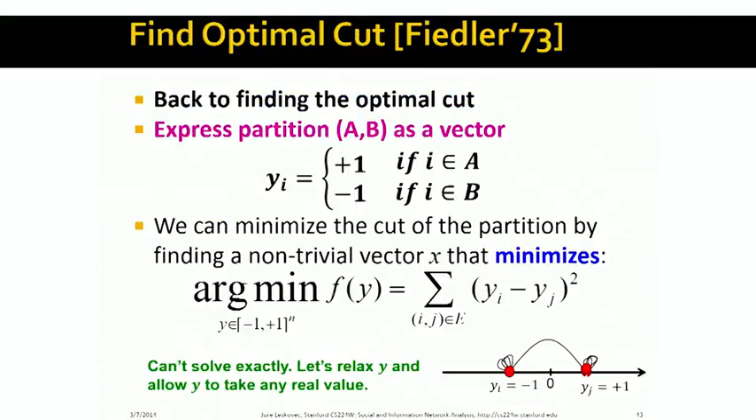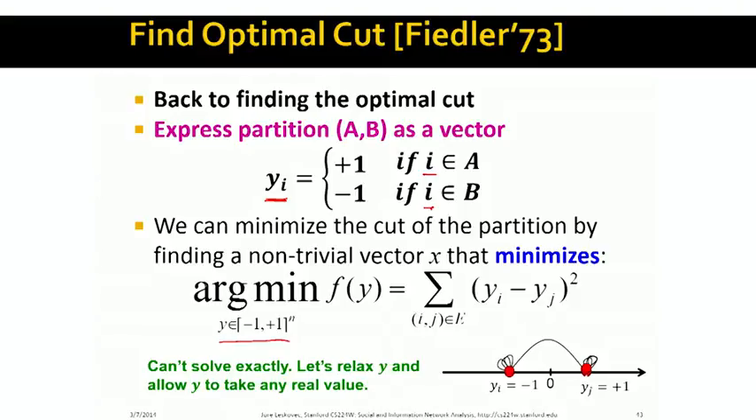So basically what we have learned is we can go back to our original optimization problem, and we can express how to find the optimal cut in the following way. Let's think of y_i to be a binary vector where +1 means that node i corresponds to the left side of the partition, and -1 means that node i corresponds to the right-hand side of the partition, right? We can think of a set A and a set B, and the idea is that we can minimize the cut of the partition by finding the non-trivial vector x that minimizes the following condition.